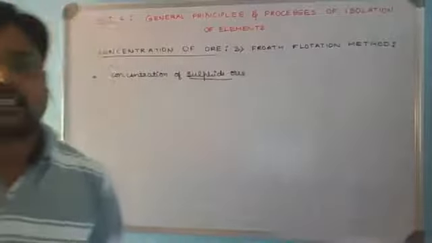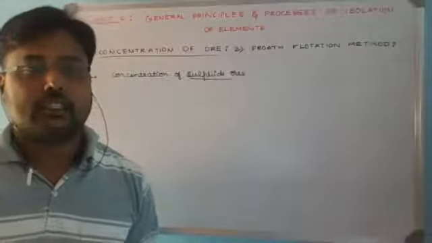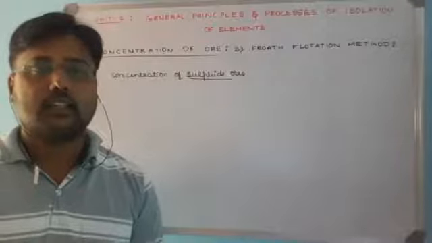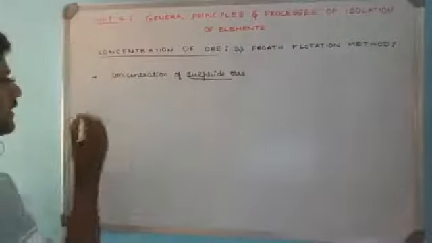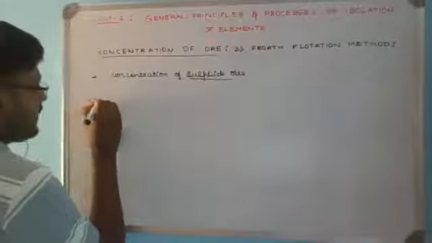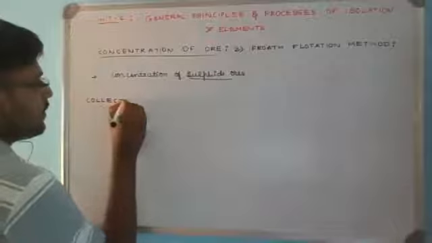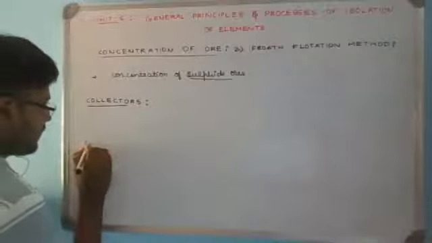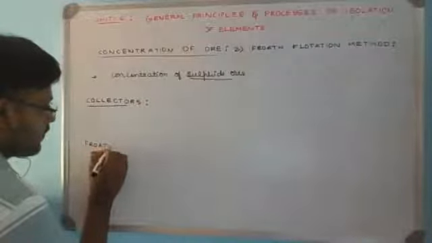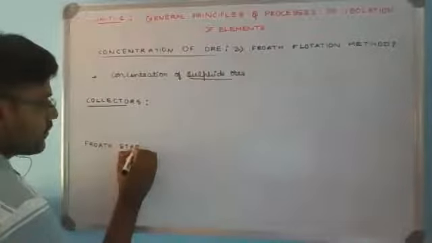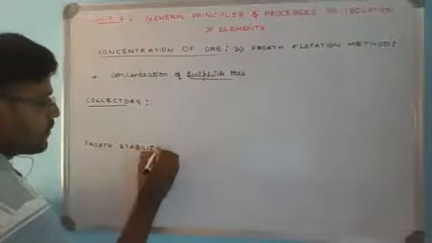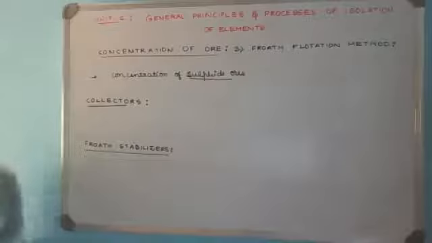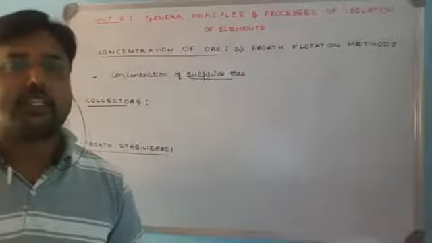Now, before understanding the method of froth flotation, we need to learn a few important substances used in it and what is the role of those substances in the method. First, you need to remember two terms. One is collectors and the other is froth stabilizers. These are the two important types of substances used in the froth flotation method. If we understand this, the method will be easier to learn.